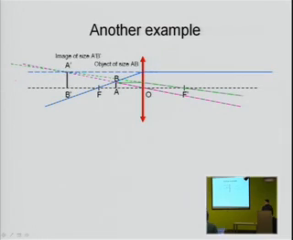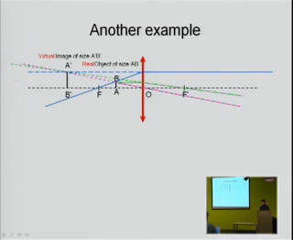So this is the case of a convex lens where I have a real object, but my image is now not only on the same side as my object, but behind my object. So this is really, really confusing. But this is a real object, and this is a virtual image. And this is a convex lens.